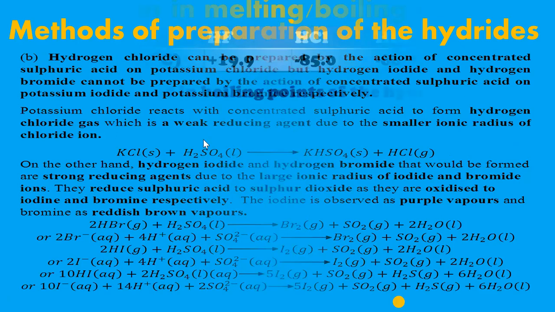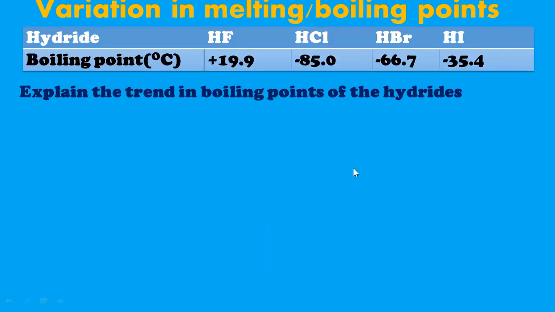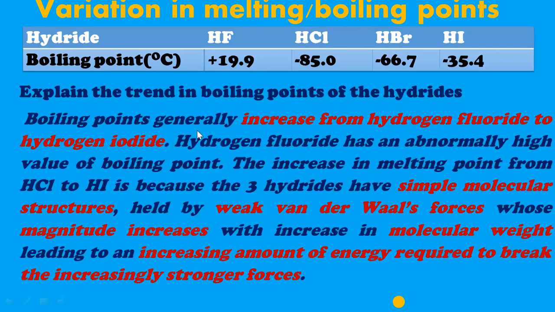So we proceed to melting and boiling points. Explain the trend in boiling points of the hydrides. Those boiling points are also explained in terms of bonding and structure. They generally increase from hydrogen fluoride to hydrogen iodide, with hydrogen fluoride having an abnormally high value of boiling point. This value is abnormally high. It's very positive, whereas the others are negative.